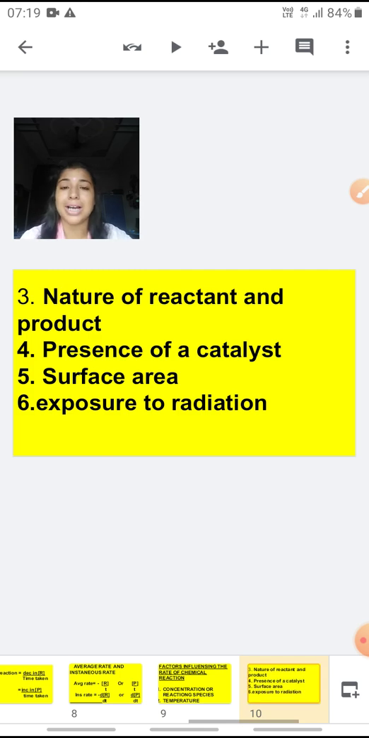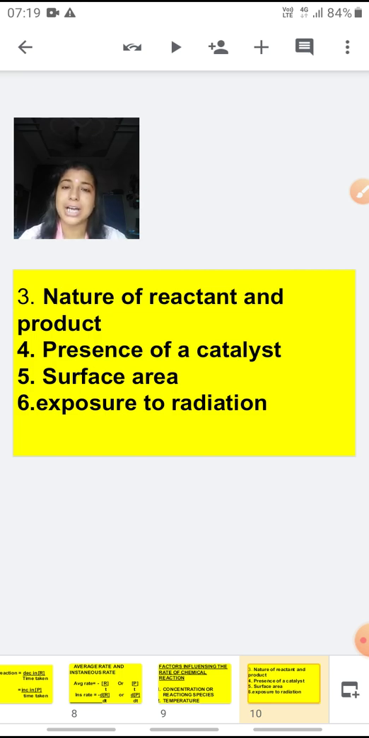Now the third factor which influences the rate of a chemical reaction is nature of reactant and product. It is a general thing that if the bonds between the reactant molecules are very strong, then it will require more energy, so the rate will always be less. If the bonds between the reactant molecules are quite weak, they can break easily, so the rate of reaction will also be fast.